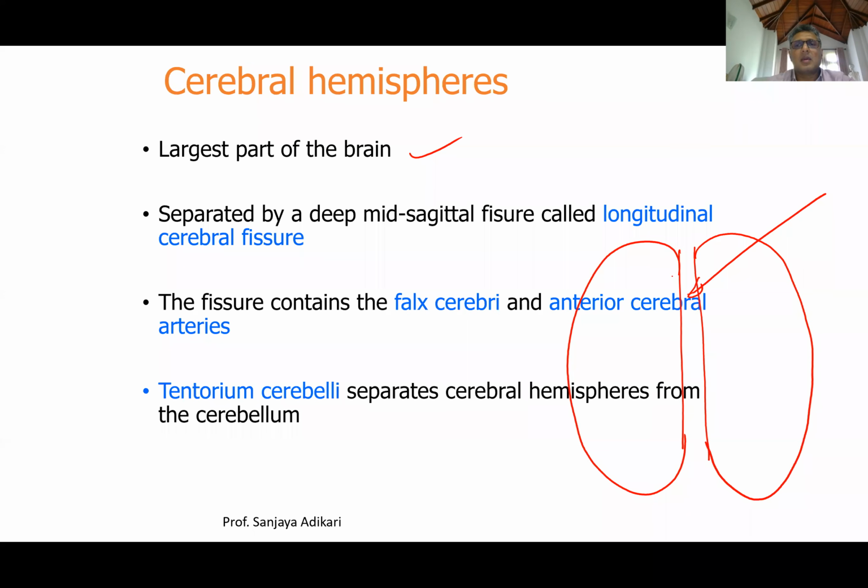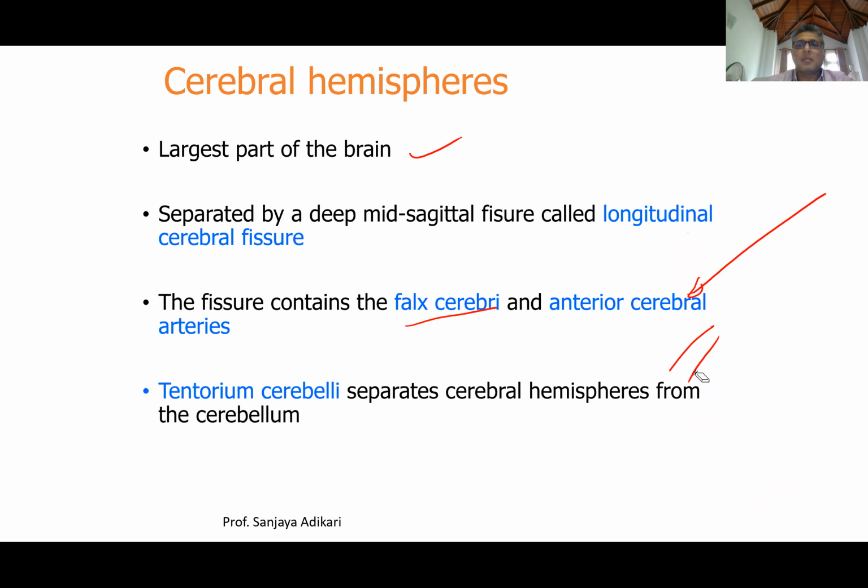So there's a fairly good gap between the two here, and this gap is filled by a layer of dura mater, the outermost meninge, which is called the falx cerebri, separating this out in its upper part, not totally, because in the middle part you get the diencephalon in the center, so that the fissure cannot continue below that level, and the falx cerebri also will have to stop there. Then there's another structure called tentorium cerebelli, which separates the cerebral hemisphere from the cerebellum. We'll see how it happens.